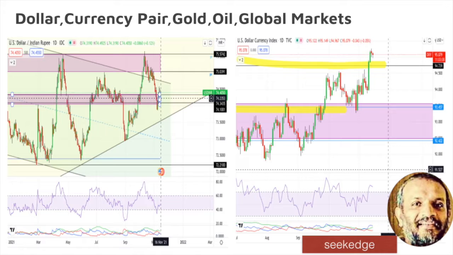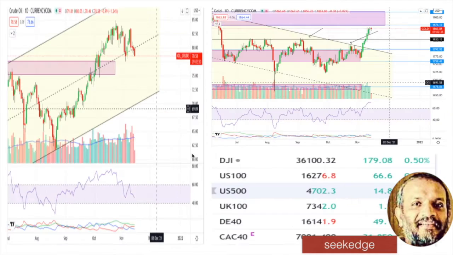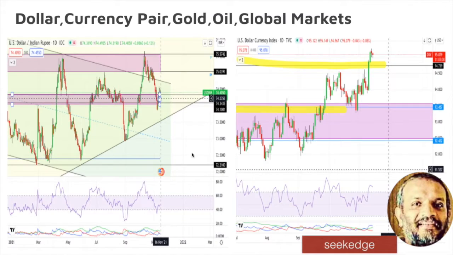Dollar index, if you see, there is some kind of consolidation happening at the 74 kind of levels after it faced resistance at 75 and slipped back.